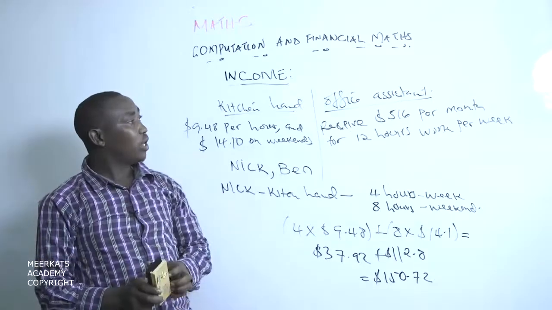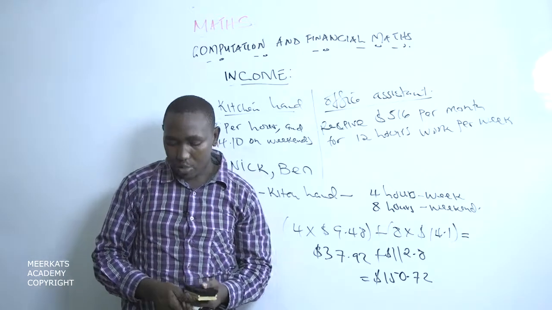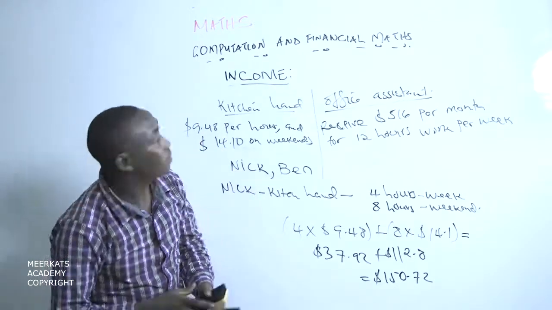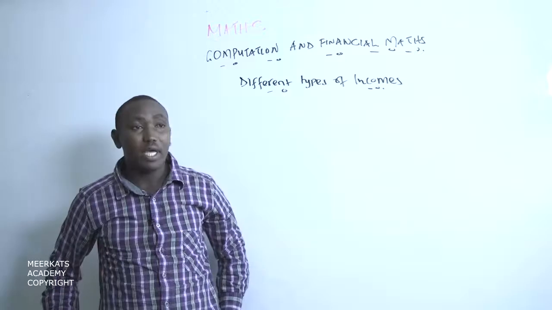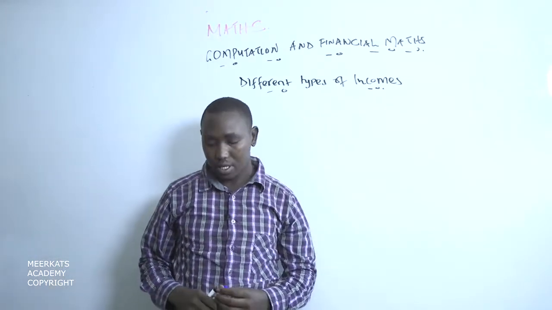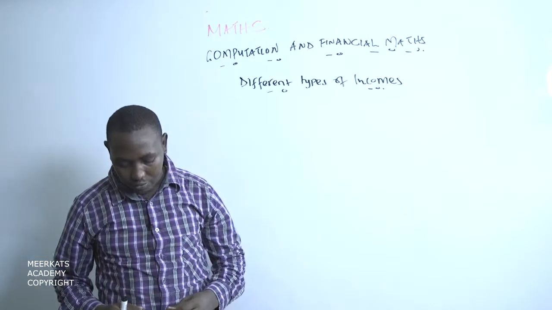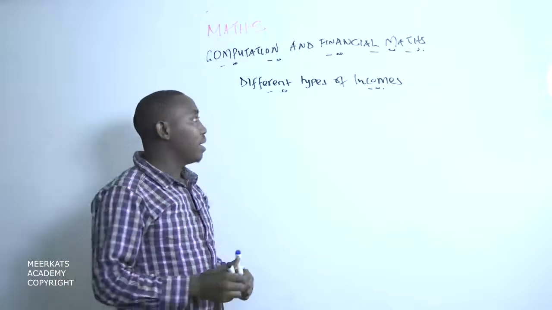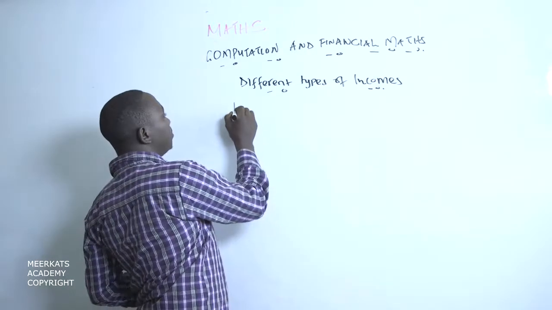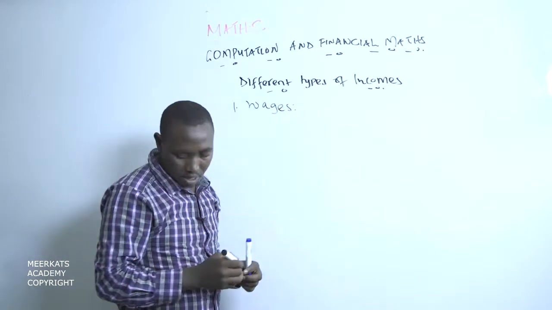I would now like to look at the different types of incomes that individuals receive whenever they work for an institution or for a government. Number one are what we call the wages.